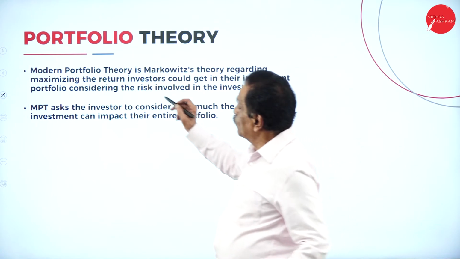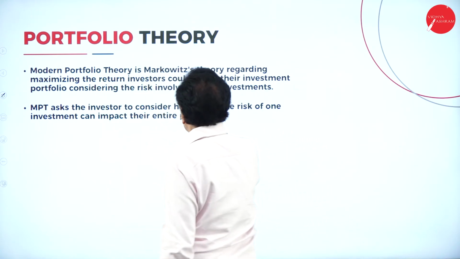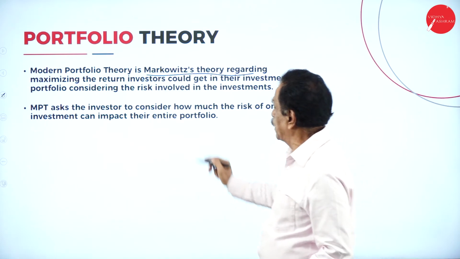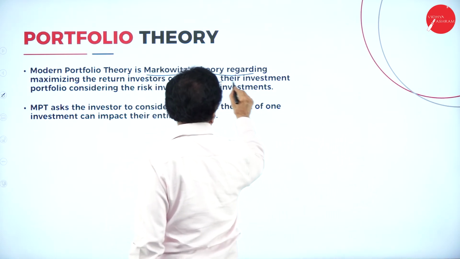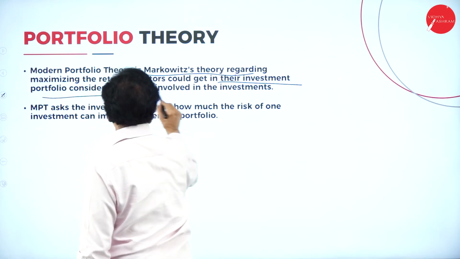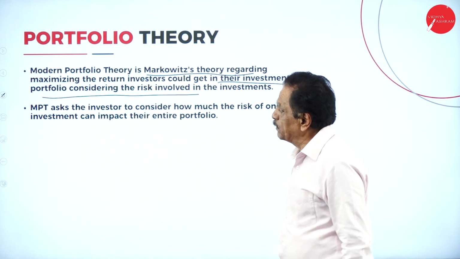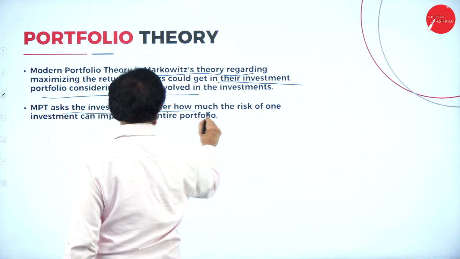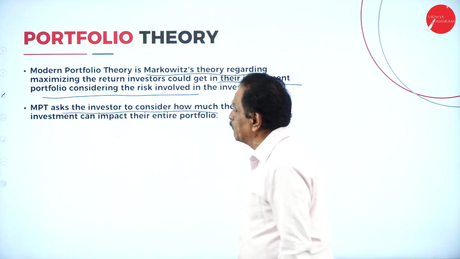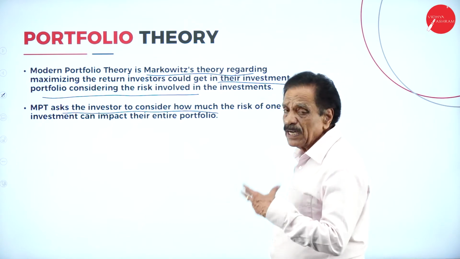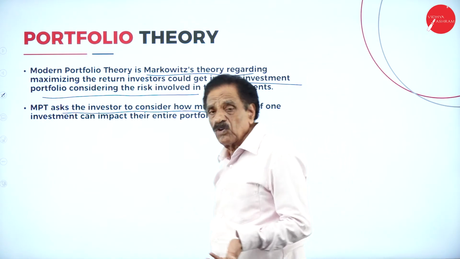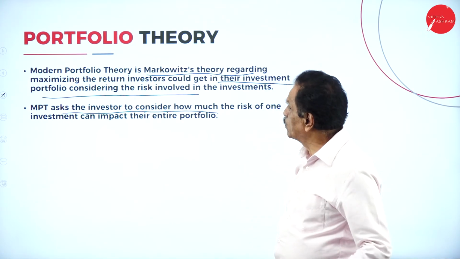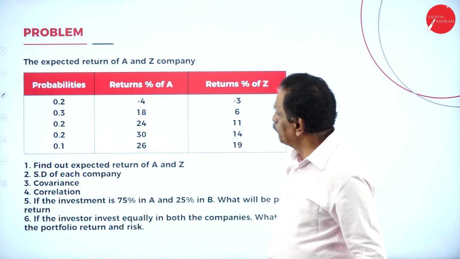Then portfolio theory. Modern portfolio theory, Markowitz theory, is about maximizing the return an investment could get in the investment portfolio, considering the risk involved. There is definitely a risk here. The theory asks the investor to consider how much the risk of one investment can impact their entire portfolio. So diversification of investment is called portfolio theory.